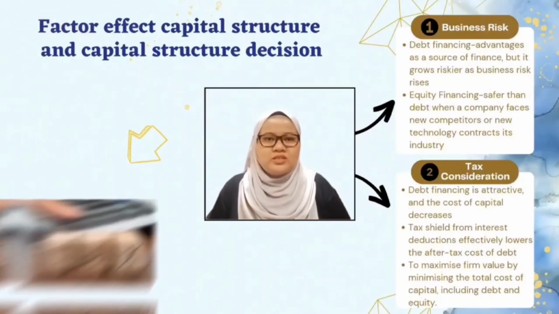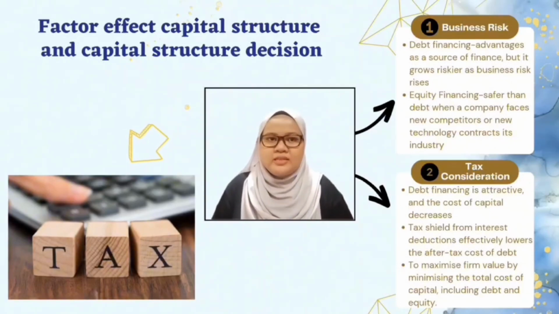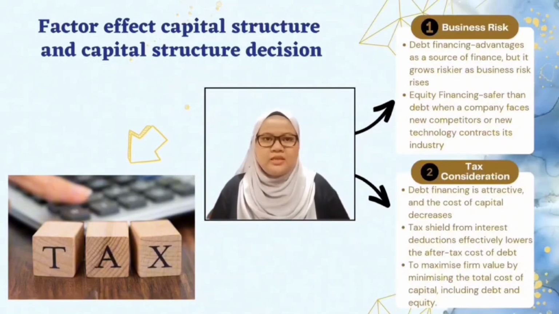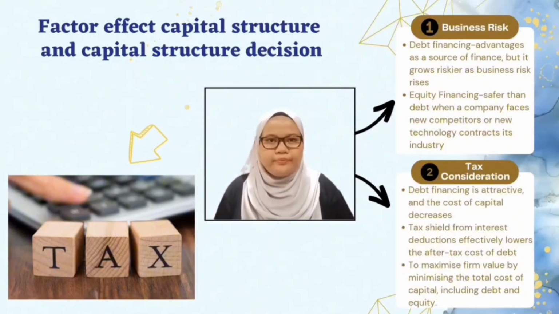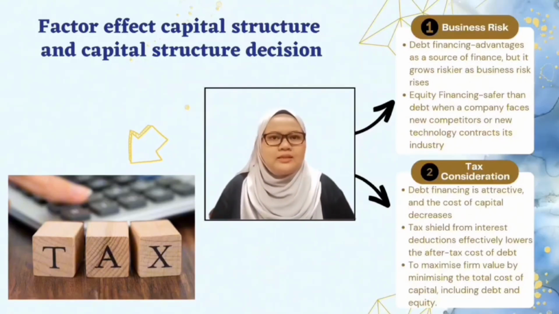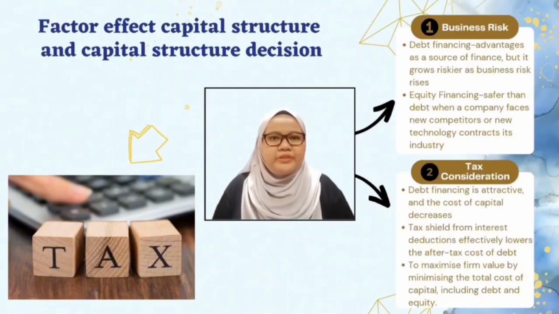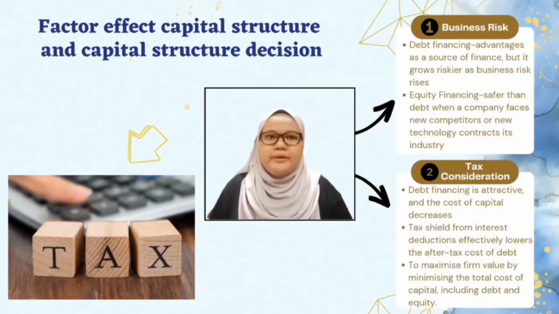Other than that, tax considerations can have an effect on a company's capital structure decisions. Due to interest being tax deductible in a classical tax system, debt financing is attractive and the cost of capital decreases as more debt is included in the capital structure. To put it another way, the optimal capital structure will have no equity at all. The tax shield from interest deductions effectively lowers the after-tax cost of debt. This will make debt a more attractive financing option compared to equity, especially when interest rates are relatively low. The purpose is to maximize firm value by minimizing the total cost of capital, including debt and equity.